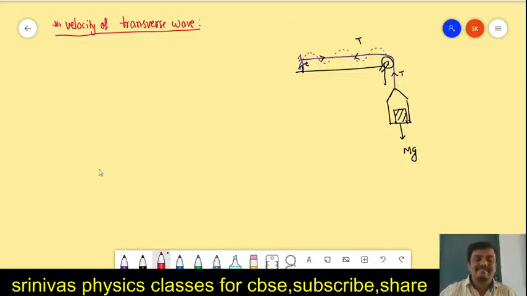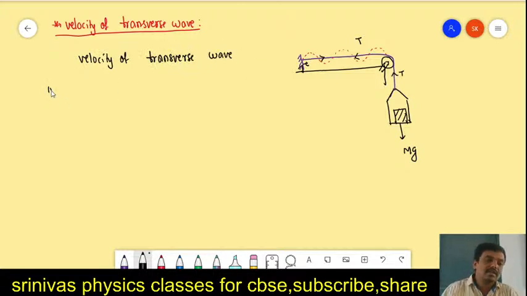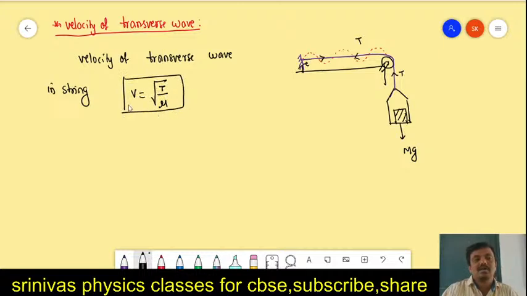Then the velocity of transverse wave in string depends upon some factors. That is, the formula is V is equal to under root T by nu. This is the velocity of transverse wave formula. What is T in this? T is the tension in the string.